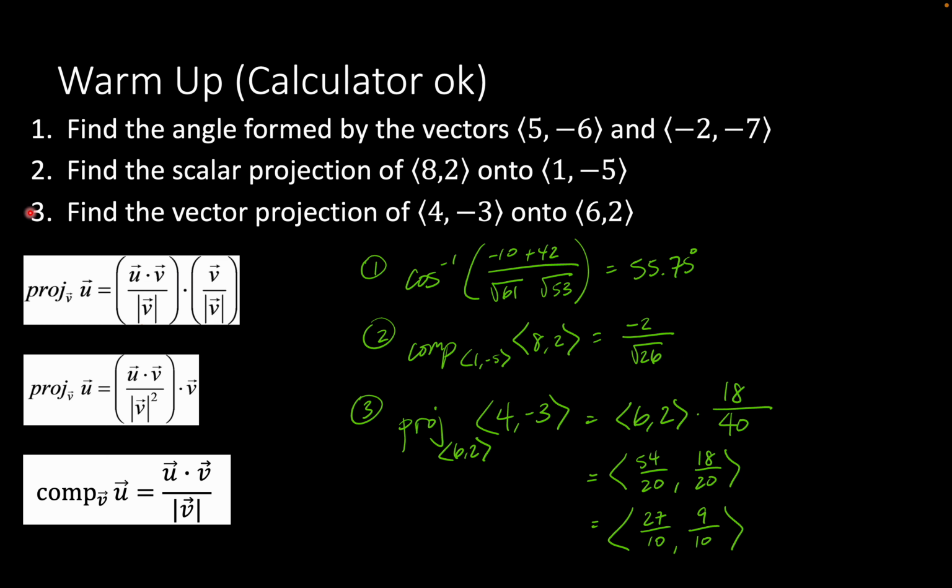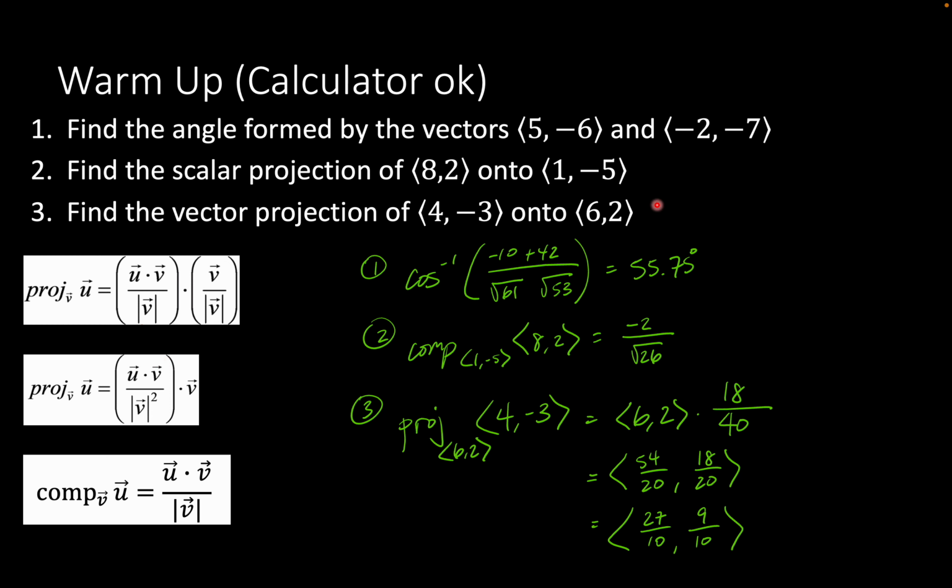And then finally for problem 3, we are asked to find the vector projection. So we expect a vector to be the answer. And we are projecting 4, -3 onto 6, 2. So then we derived this formula last time in class. Here are two different ways how this formula can be written. It relies on having the vector v, which is the direction of the projection, multiplied by, and now this is the dot product over the magnitude of v squared.